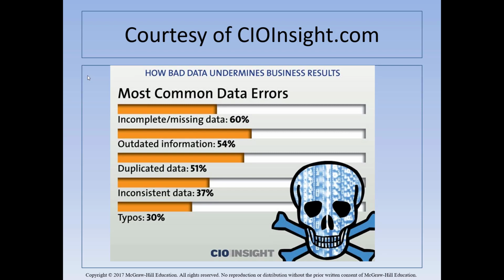And what are the most common errors? We have missing, incomplete data. Our data is out of date. I told the example of the salespeople repeatedly entering the same information, duplicate data, and also inconsistent data. Maybe we have one record saying this person has $5,000 of business with us, another record saying they have $3,000. Which one's correct?